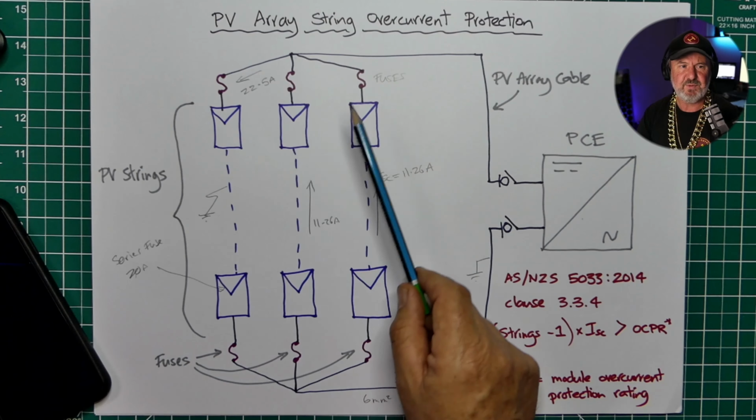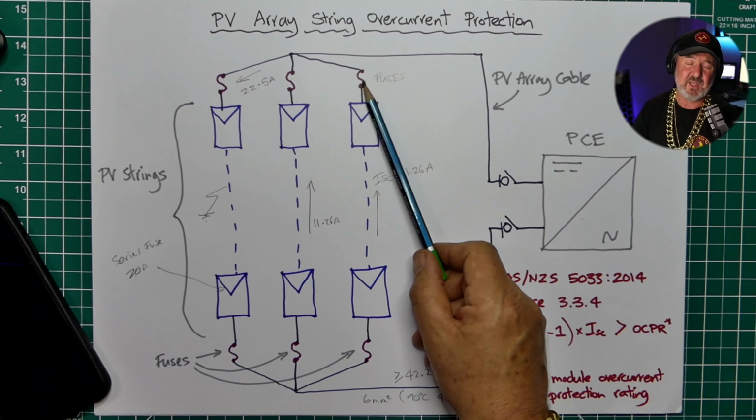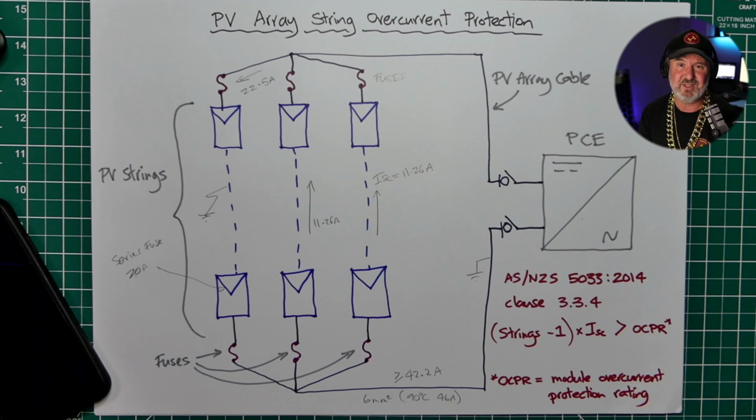Now, I've shown fuses, but it doesn't say fuses in the standard. It says string overcurrent protection. And it says that should be located as close as practicable to the point of combining. So I've drawn it like this, like they all come to one point. So it's probably an isolator or a combiner box, and that's where those overcurrent protection devices would be.